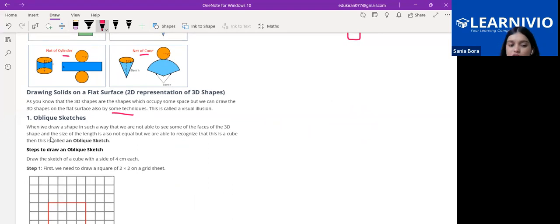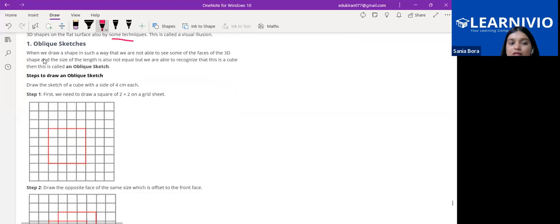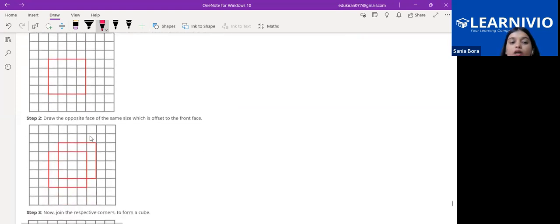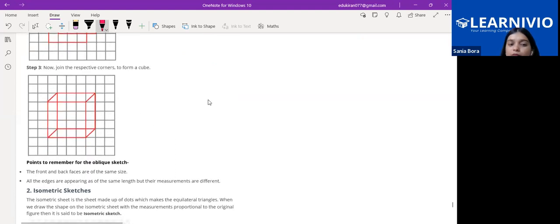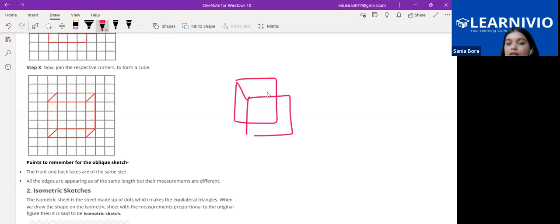First, the oblique sketch. How do we make it? Like this. When we draw a shape in such a way that we are not able to see some of the faces of the 3D shape and the lengths are not all equal, we are still able to recognize that this is a cube. This is called an oblique sketch. First we need to make a square, 2 by 2, on a grid. Draw the opposite face of the same size, this. Now join them. I already told you this, and then draw the opposite one, and then join it.